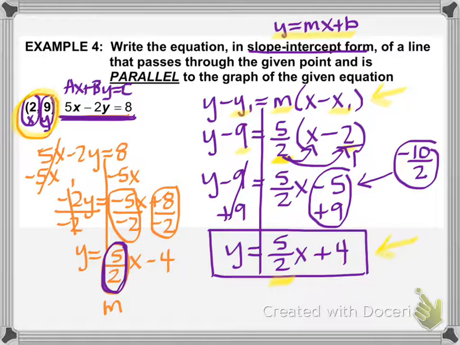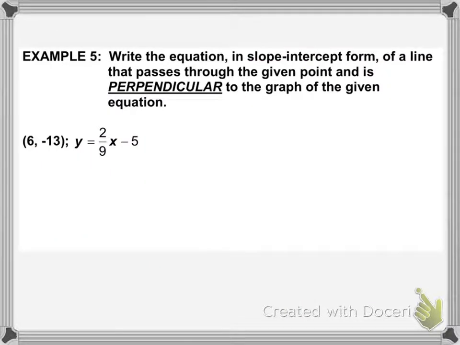Okay, so we had to start with that point-slope form and then rearrange it into this slope-intercept form. Let's try another one. This time we're doing the same thing. We're writing an equation in slope-intercept form, so we want it to look like y equals mx plus b. But this time, not only do we want it to travel through a particular point, this time 6, negative 13, but this time it needs to be perpendicular to this line that's given to us, okay? Now the good thing is this line is in slope-intercept form, so I can see the slope right now. Right now it has a slope of 2/9.